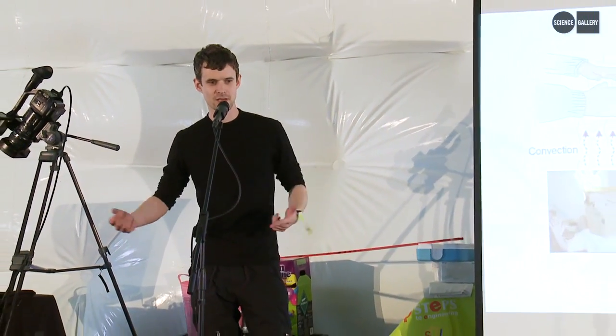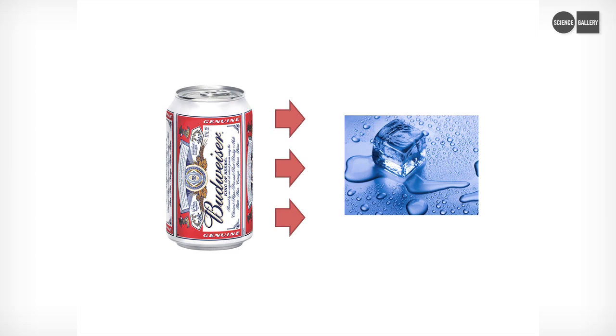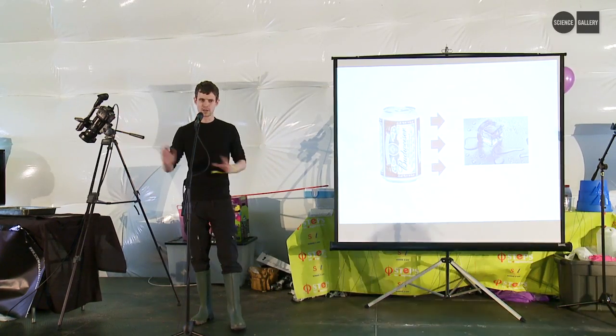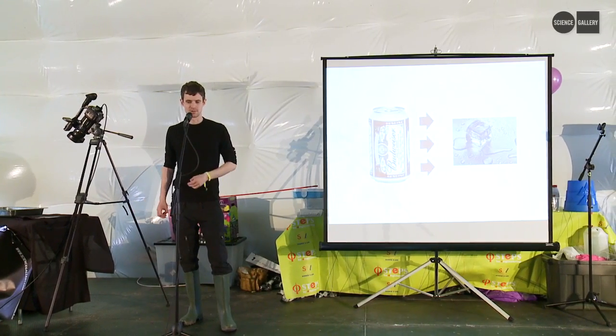So we're going to talk about heat transfer, and there are different ways: convection, radiation, conduction. We're going to talk about conduction. So it's the heat coming from the beer, and it goes into our ice. Heat from the beer to ice. So the beer gets colder, the ice gets warmer. And heat always does this. It's always a one-way flow, always from hot to cold. It never goes the other way.